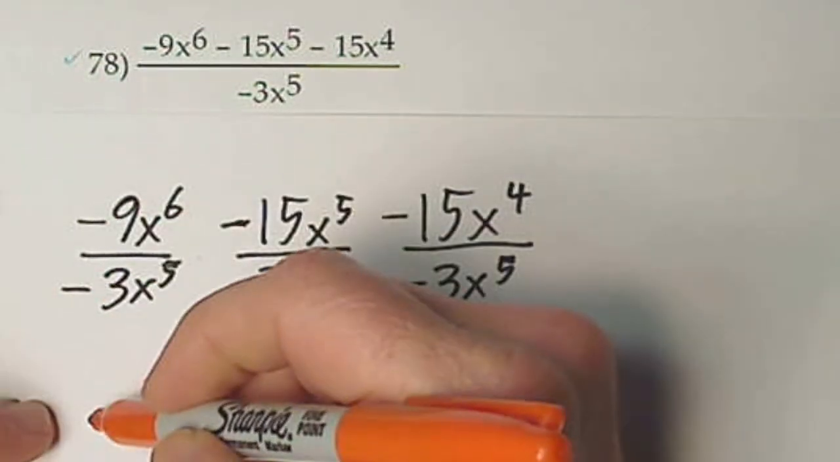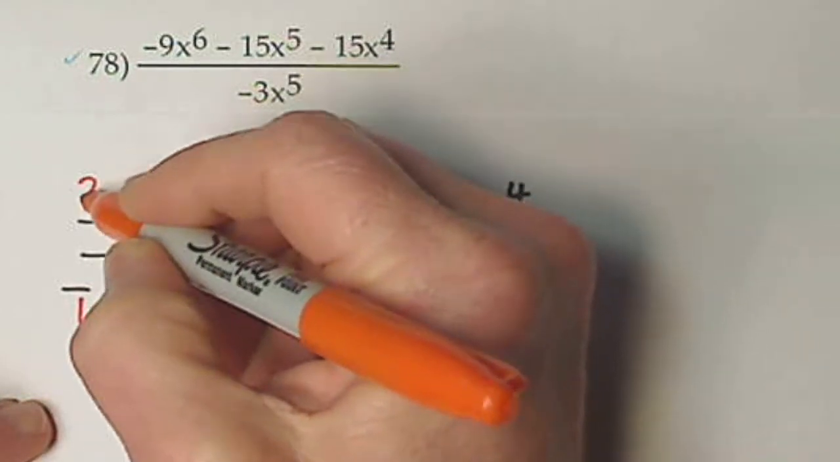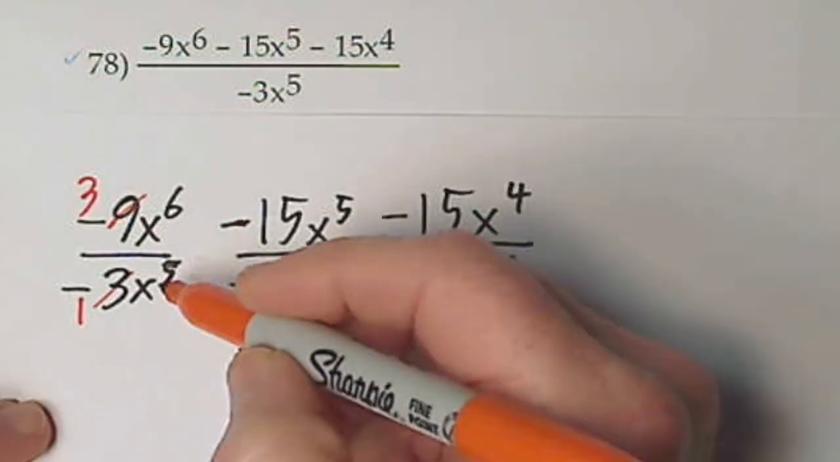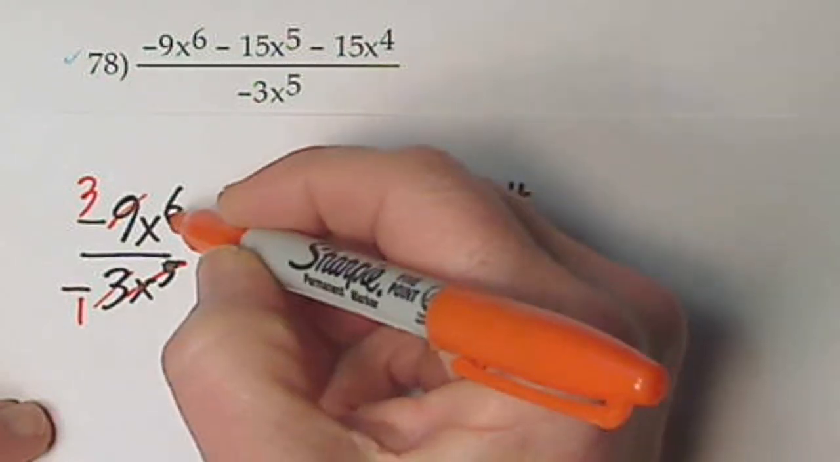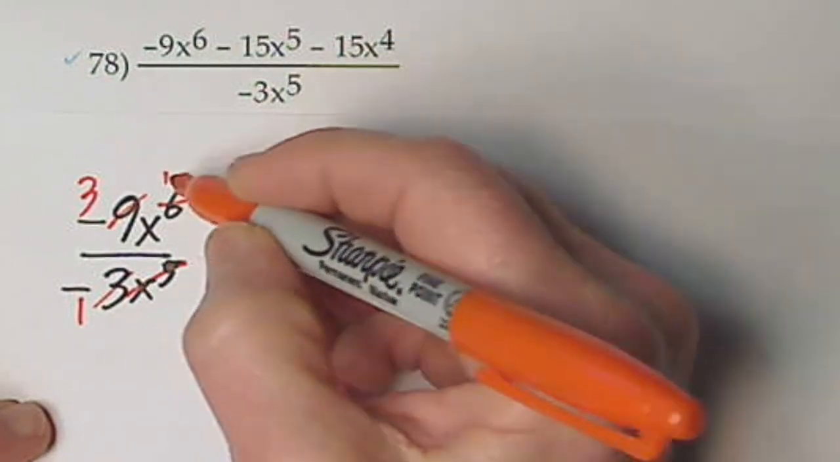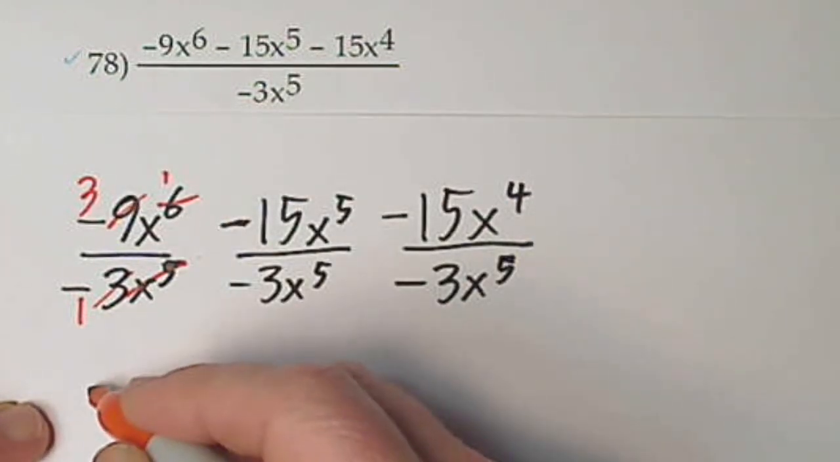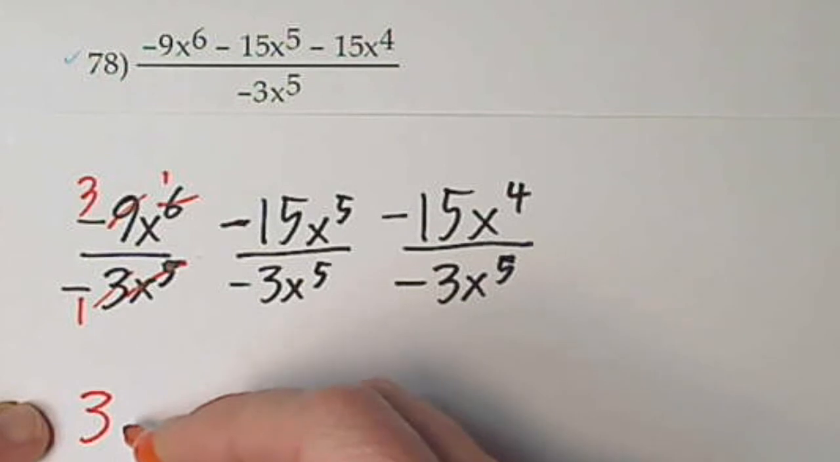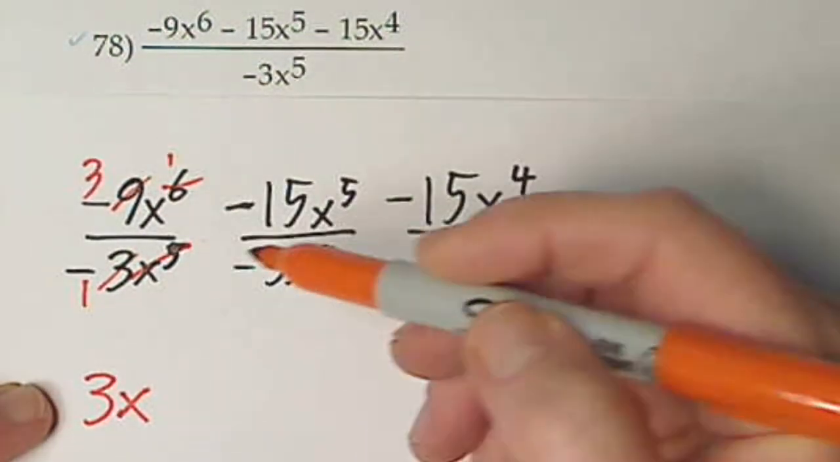Negative divided by a negative is going to be a positive. 3 goes into 3 once, 3 goes into 9 3 times. You have x to the 5th, x to the 6th. All 5 of them are gone. Subtract 5 from 6, you're left with a 1. So all of this turns into a positive 3x. Alright? And this whole thing is gone.